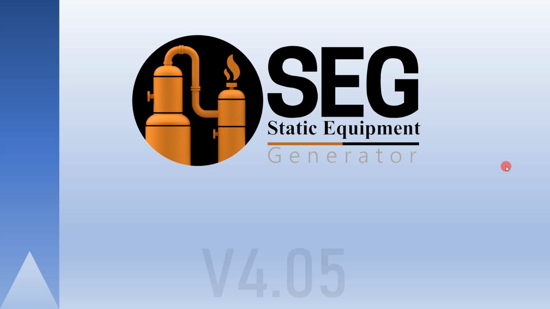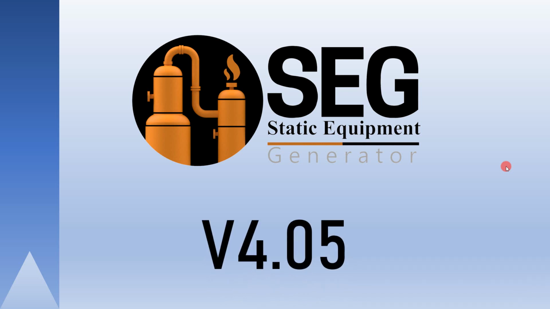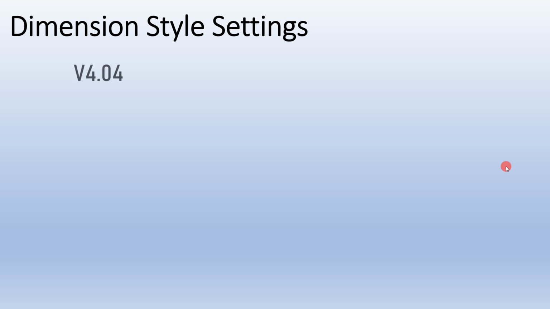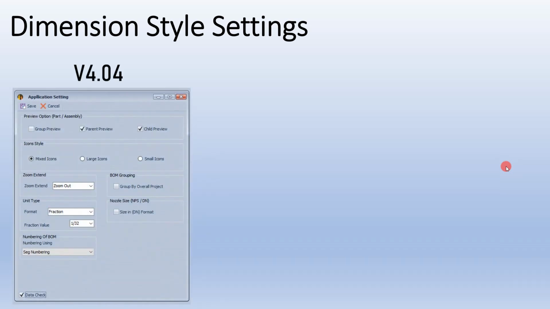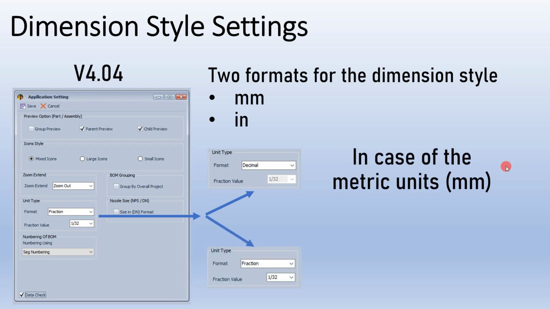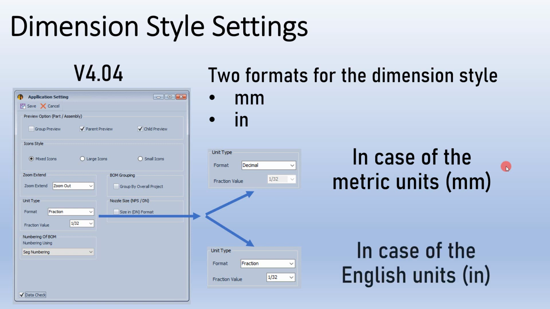Inshallah, in this video, we will discuss the new features available in SEG version 4.05. The dimension style. In version 4.04, the current application setting form will include only two formats for the dimension style. You can make it in millimeters or inches. From the unit type, you can select the decimal format and the fraction format in case of using the inch format for the dimensions.